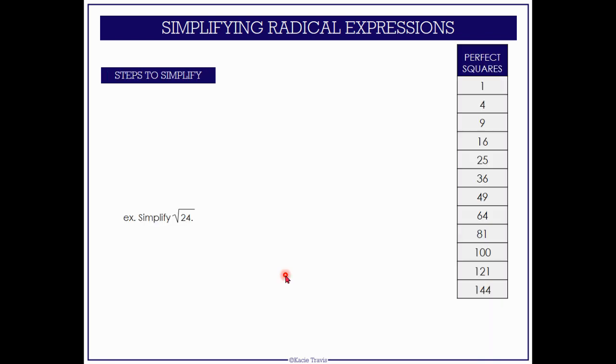All right. So some steps to simplify here are: find the largest perfect square factor of the radicand. So we look down the line of all our perfect squares and we mess with it. Depending on what the number is, that's what we're going to be dealing with. So let's deal with our number. Our number that we're going to be messing with is 24 underneath this.